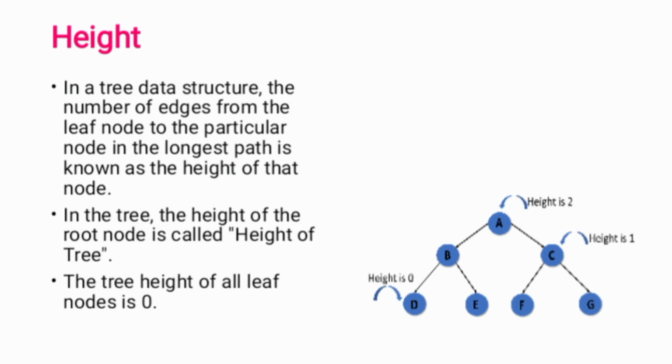Next terminology is height. The number of edges from the leaf node to the particular node in the longest path is known as the height of that node. The height of the root node is called the height of the tree, and the height of all leaf nodes is 0.